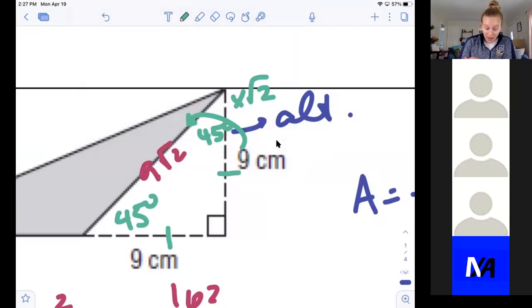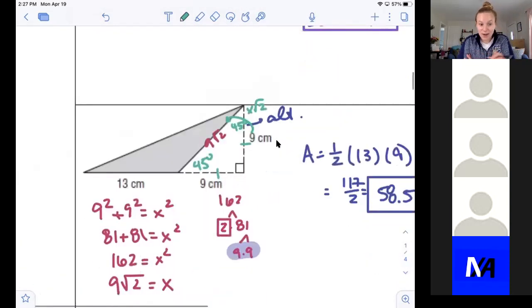And that was way less work. What Allie did is way less work than what I did. So honestly, special right triangles is the real winner here. Now, the last leg, we do need to do another Pythagorean theorem, or if you didn't do Pythagorean theorem the first time, you definitely need to do it now because I don't have a special right triangle this time.